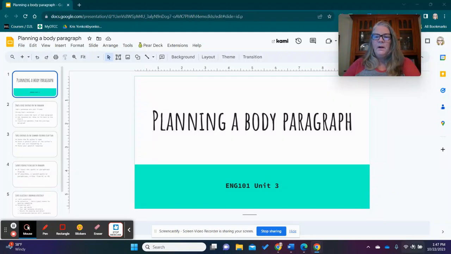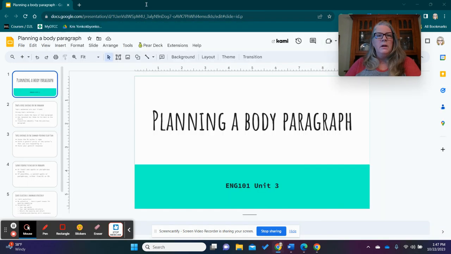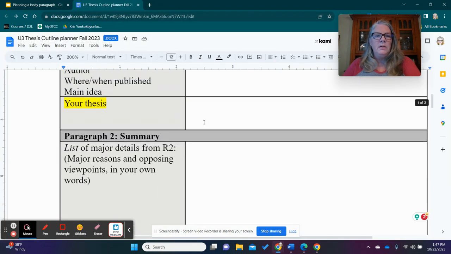Hi, everybody. So we are going to do a lesson now that will help you to plan the body paragraphs in your Unit 3 essay. You had a previous lesson that talked about planning the summary, and now we're going to work on the body paragraphs. If you remember, here's our planning document that you'll be working on.